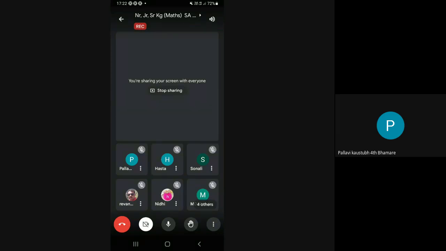The share screen is visible. Junior KG, Riya and Tanish and Swara.